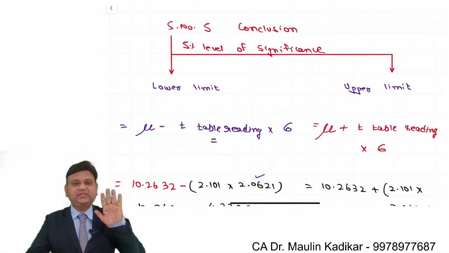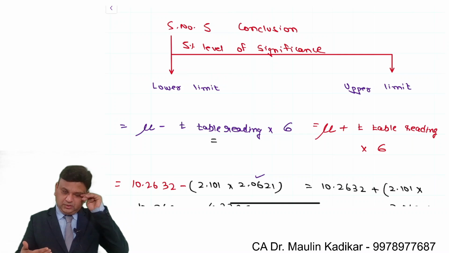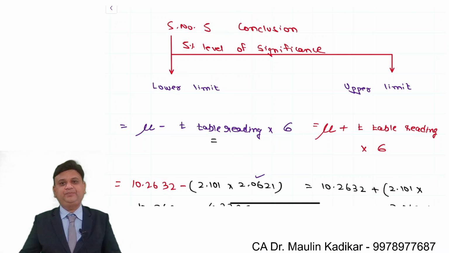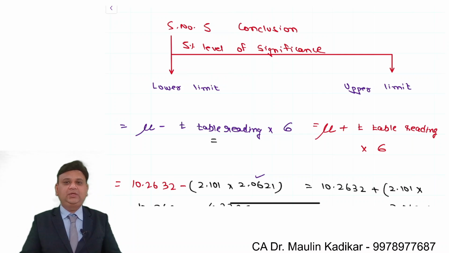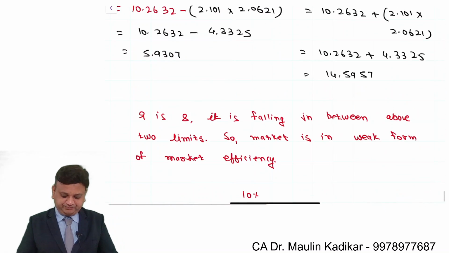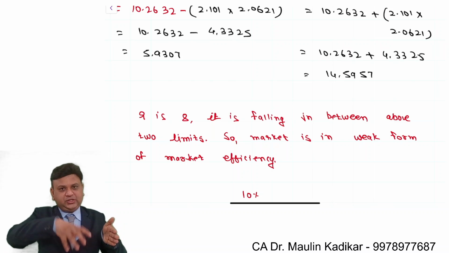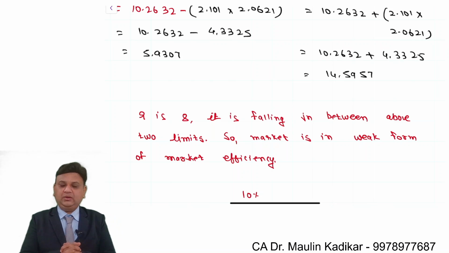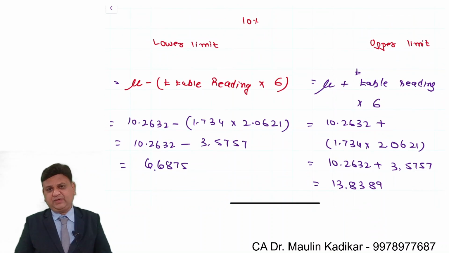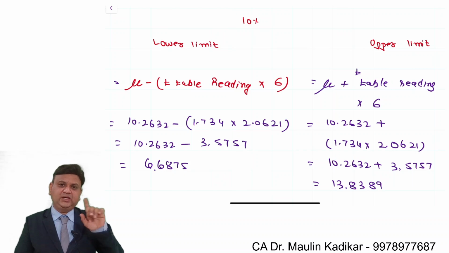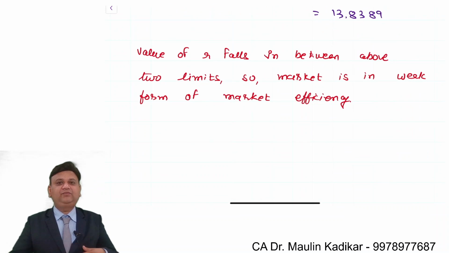Then for 5% level of significance, we make the computation of the limits, lower limit and upper limit. The T distribution table reading into standard deviation is added to mu, and that itself is deducted from mu in order to compute the limits. So basically the value of the R should be within this limit, and actually 8 is falling within that limit. So the market is in weak form of market efficiency. 5% level of significance means there are 5% chances of mistake in this conclusion. The same thing for 10%. And with that, we draw the conclusion.